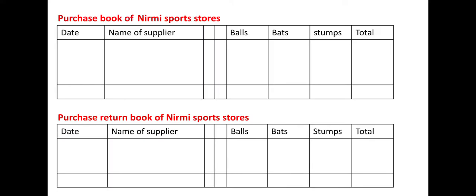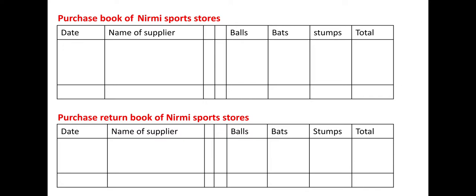This is the format of purchase book and purchase return book. Students, in this question, we have to prepare all the four books. Clear? Purchase book, purchase return book, sales book, and sales return book. This is the format of sales book and sales return book also. Now, in this question, our trader is trading in balls, bats, and stumps. So three things they are selling.